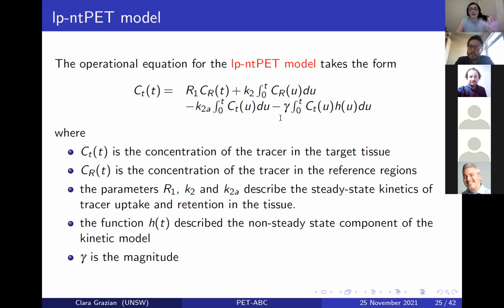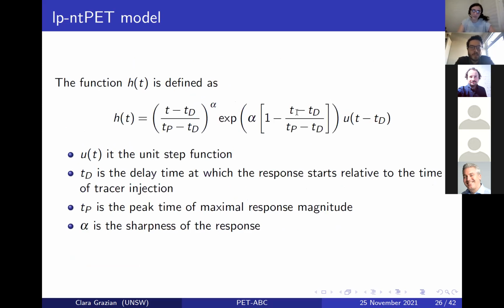You can see that if gamma is equal to 0, this last part of the formula is equal to 0, and so this is the case where there is no activation in the time activity curve, while with a positive gamma you would observe an activation due to the drug. And h is defined in this way, where there are two parameters, tD and tP: tD is the delay time at which the response starts, and tP is the peak time of the maximal response. And alpha is a parameter for the sharpness of the response.